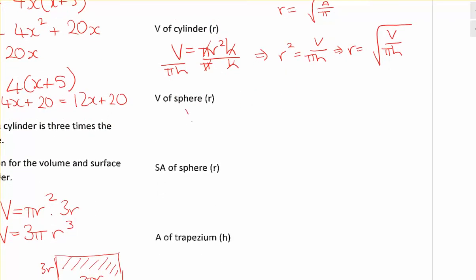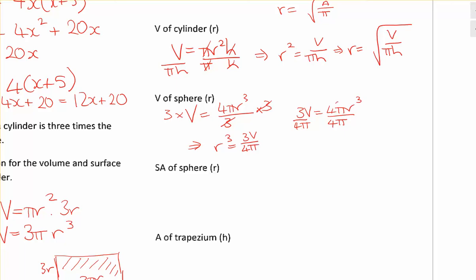Right, volume of a sphere is 4/3 pi r cubed. If you write it that way it makes it a bit easier. We want to make r the subject of the formula, so we'll begin by multiplying both sides by 3. Now dividing both sides by 4 pi. And lastly, to work out r, we'd need to take the cube root this time, so r would equal the cube root of 3v over 4 pi.